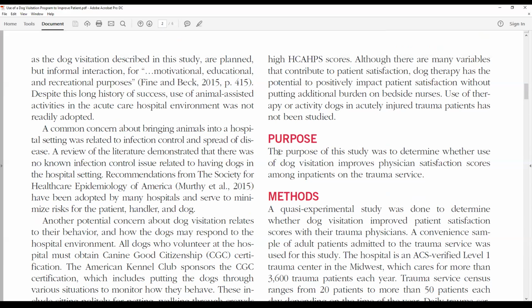So, you know, they want to find out whether having a dog visit trauma patients in the hospital will improve scores on a survey about physician care. Very, very narrow question. Their bigger question is, you know, how can we improve trauma patients' experience in the hospital?